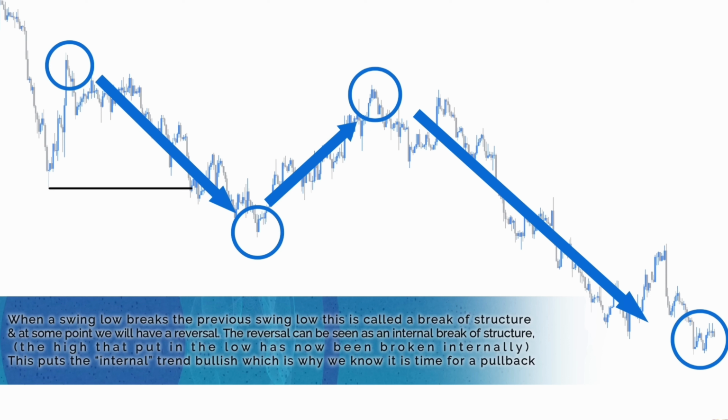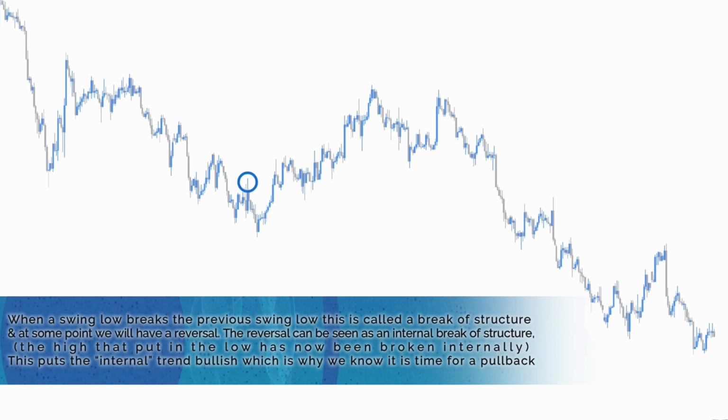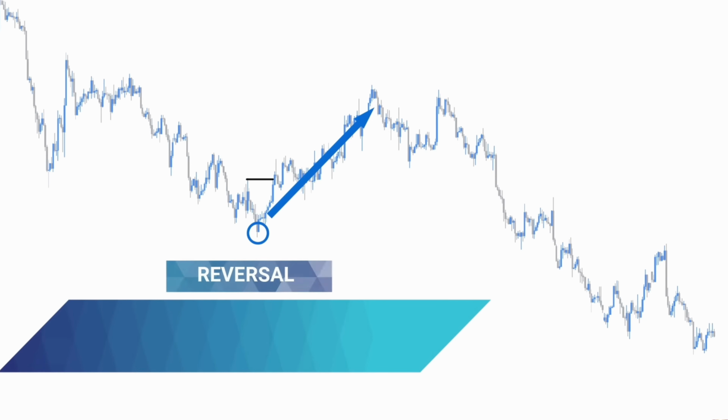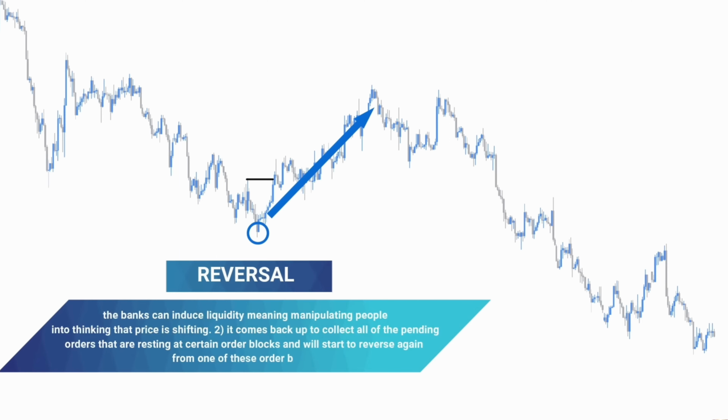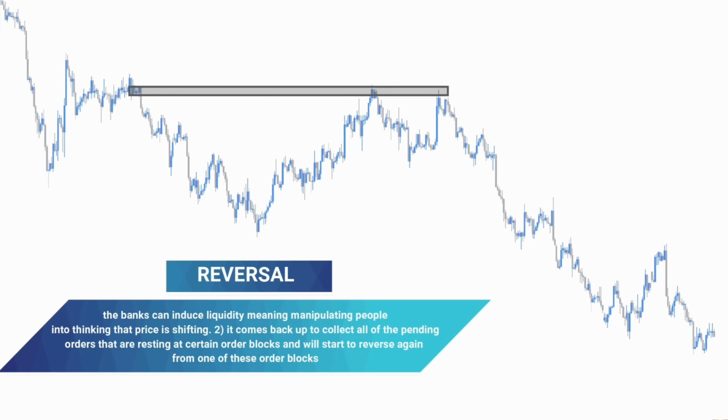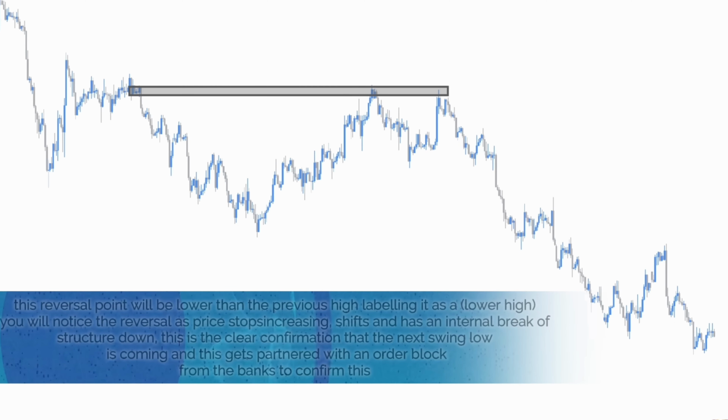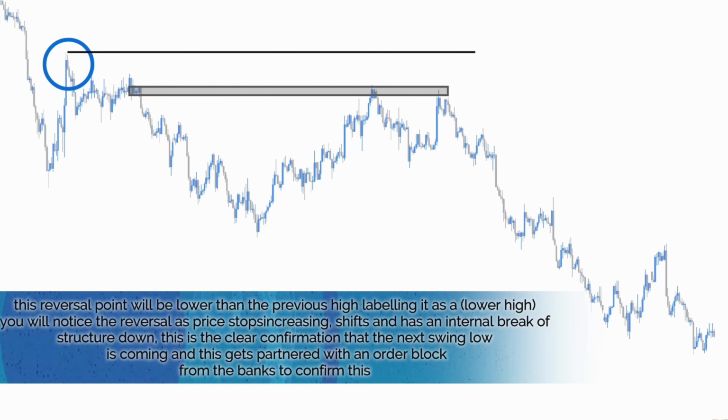The reversal can be seen as an internal break of structure. The high that put in the low has now been broken internally. This puts the internal trend bullish, which is why we know it is time for a pullback. The reversal occurs for two reasons. One, the banks can induce liquidity, meaning manipulating people into thinking that price is shifting. Two, it comes back up to collect all of the pending orders that are resting at certain order blocks and will start to reverse again from one of these order blocks. This reversal point will be lower than the previous high, labeling it as a lower high.